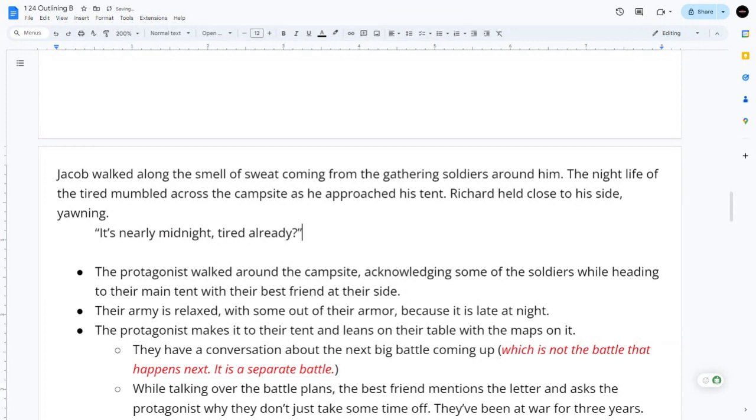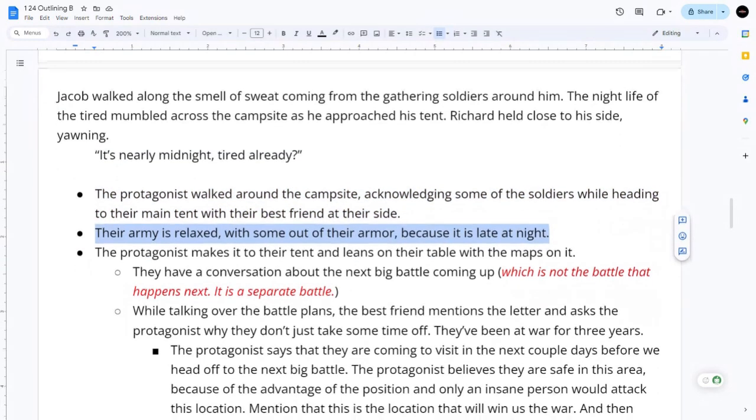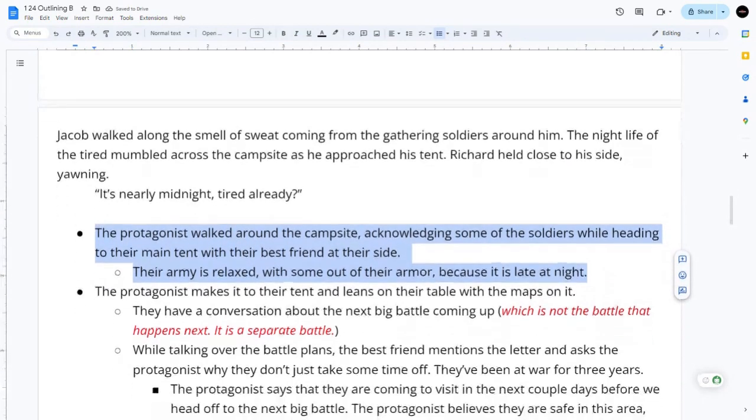So, you know, you just write out this. You make the scene happen. This would be what I would be writing out. I would focus on this beat. And once I felt this beat, heading to their main tent with their best friend at their side, we know that they're approaching a tent, but they're not in the tent. So I would write this scene out. I would let this play out and see how that goes for the first draft. And then once I was done with that, their army is relaxed with some. Oh, wait. Okay. So this would all be the first beat. And I would write that out. So if that ends up being 500 words or 1,000 words, so be it.